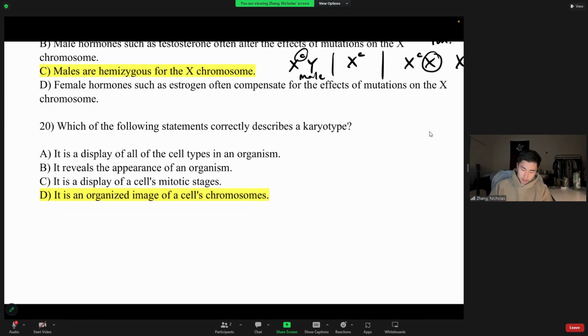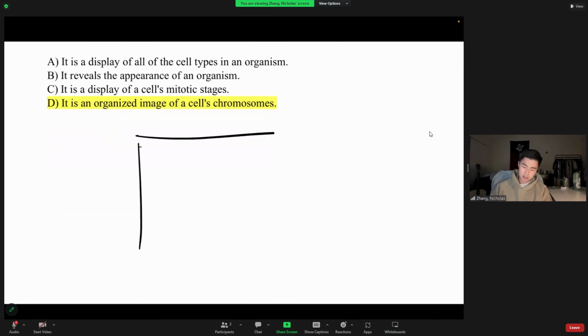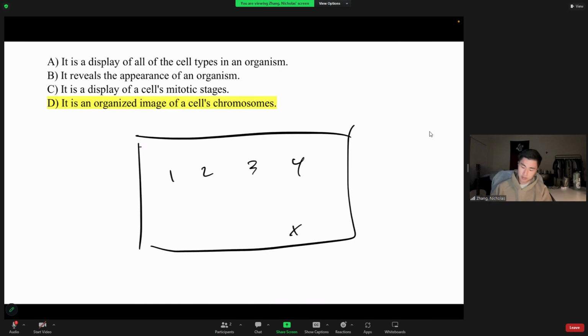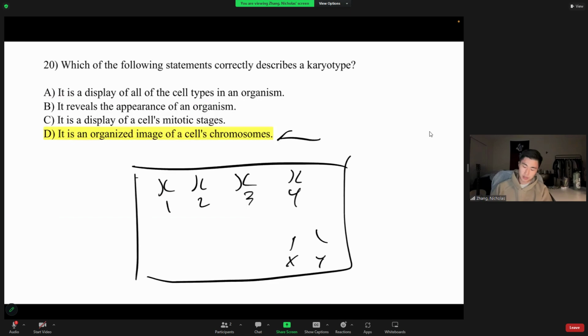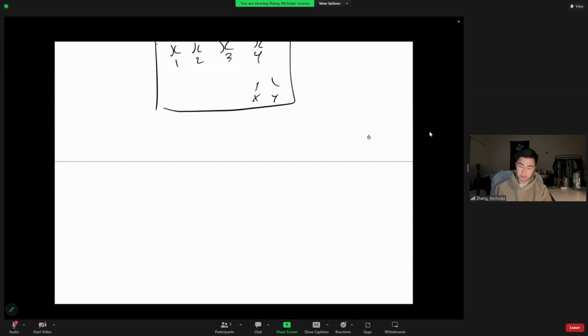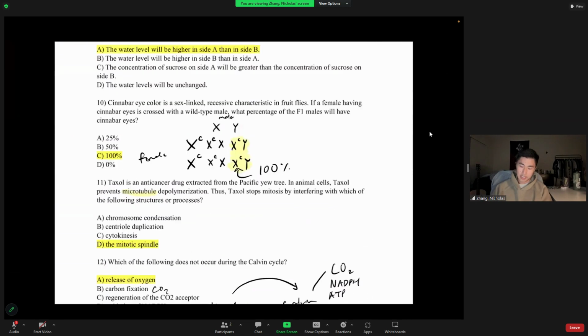Okay, which of the following statements correctly describes karyotype? So karyotype is just, you've probably seen a picture that looks like this, 1, 2, 3, 4, X, Y. And basically that's just a map of what all the chromosomes look like. Yeah, so the best answer choice here would be an organized image of the cell's chromosomes. That's what a karyotype is. Super simple. That is the exam.